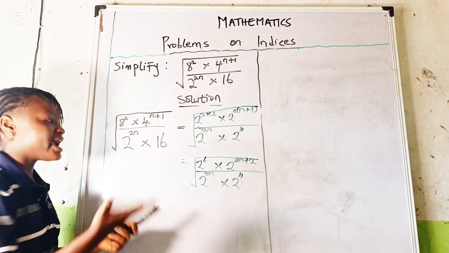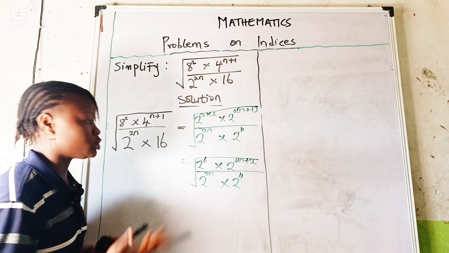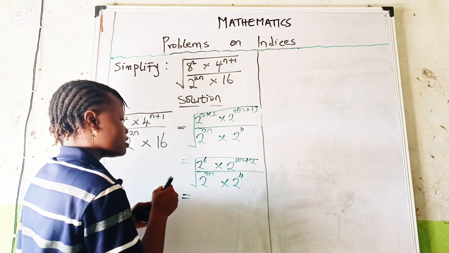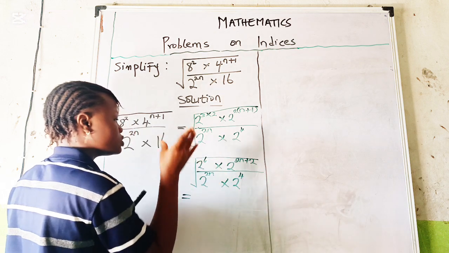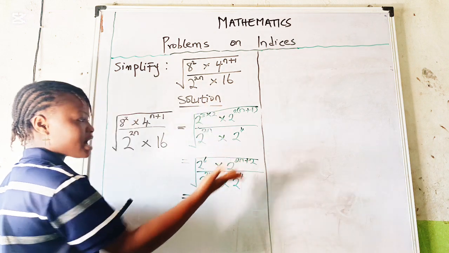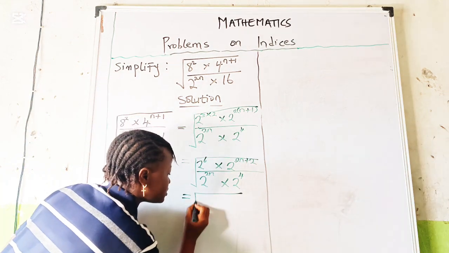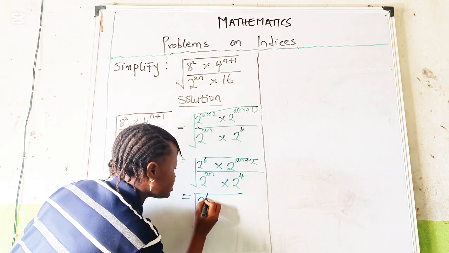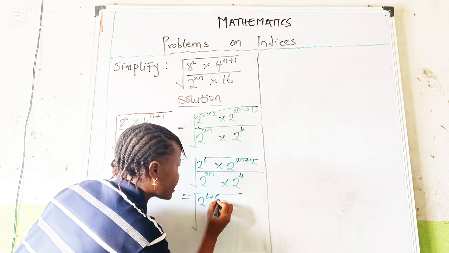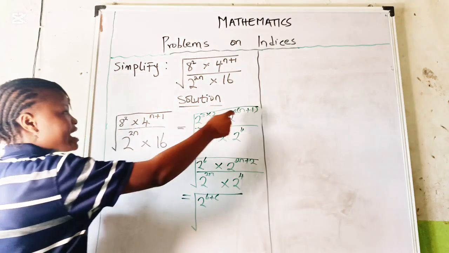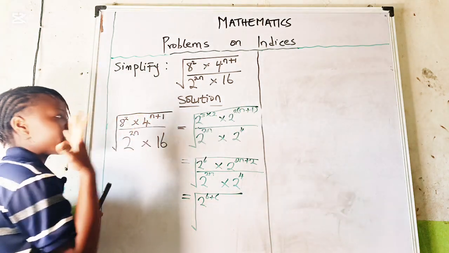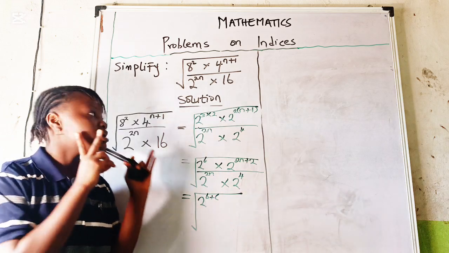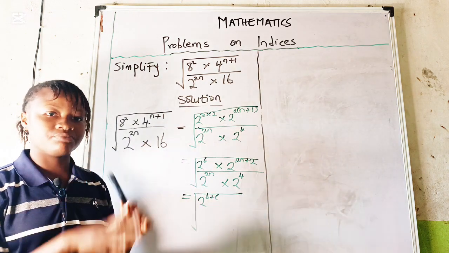Now we can apply the laws of indices, that is the multiplication law, which says whenever you have times between two terms, you write the base and add the powers, which is 2 raised to power 6 plus brackets. The reason why I put it in brackets is because there are two terms. Anytime you are writing a power and there are two terms, always put it in brackets.